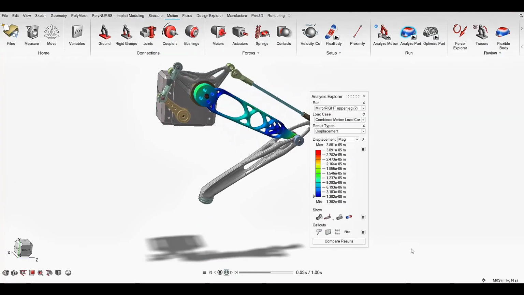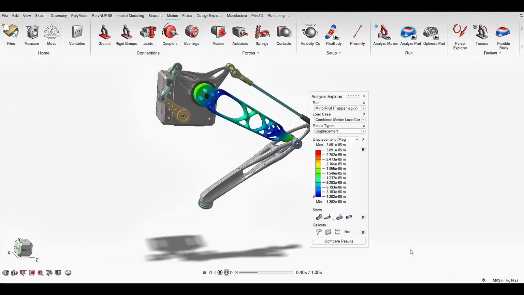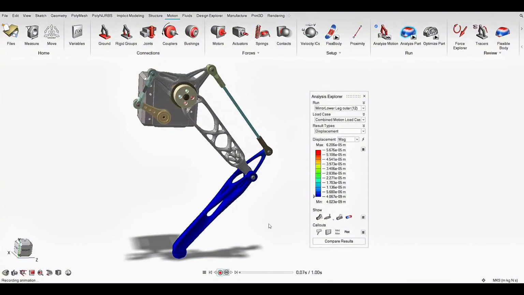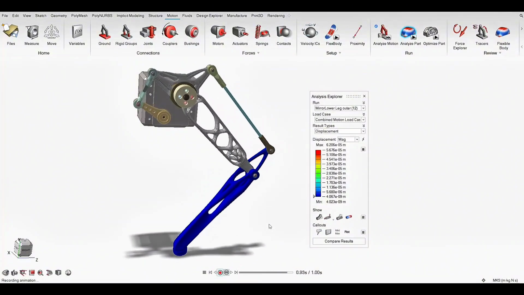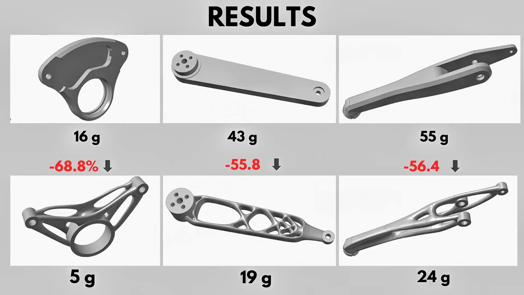The analysis also shows that both the femur and the tibia maintain their structural integrity. Here is a visual representation of the optimization results. It shows that we reduced the mass of the servo cam by 68%, the femur by 55%, and the tibia by 56%.